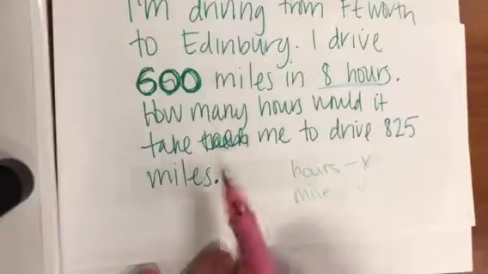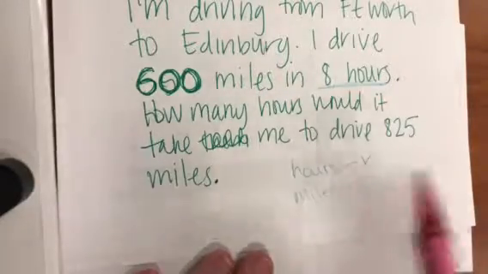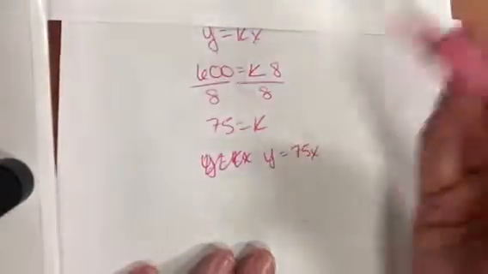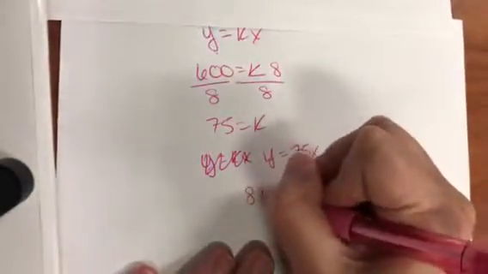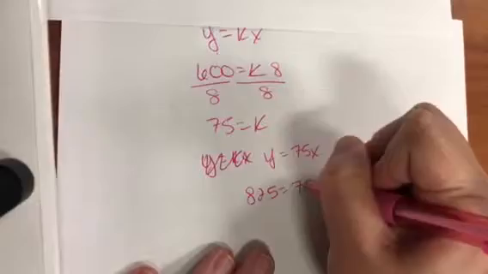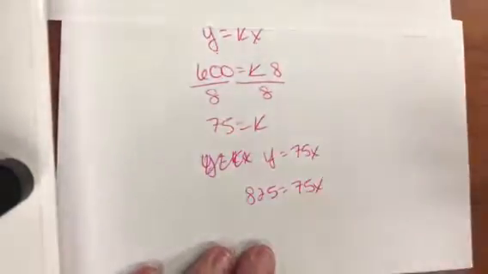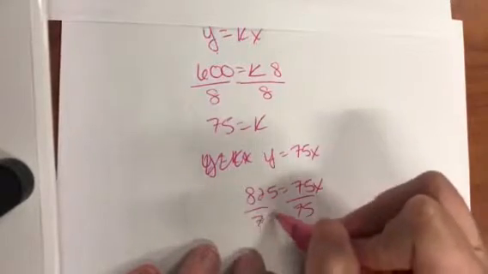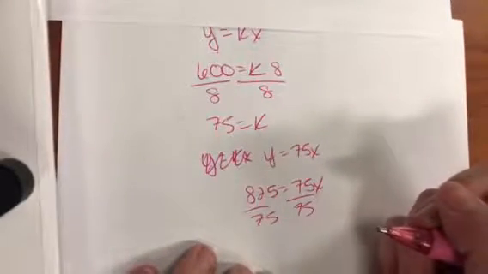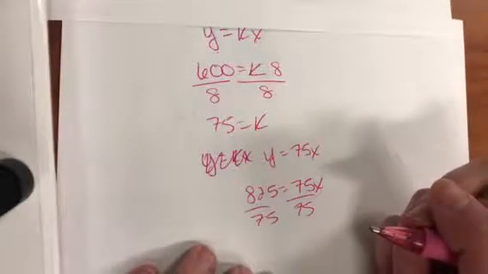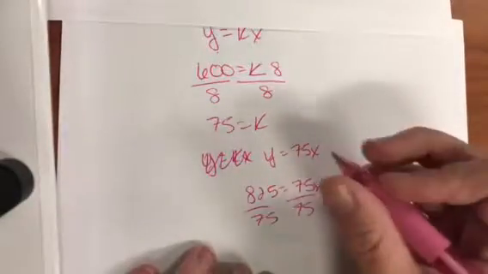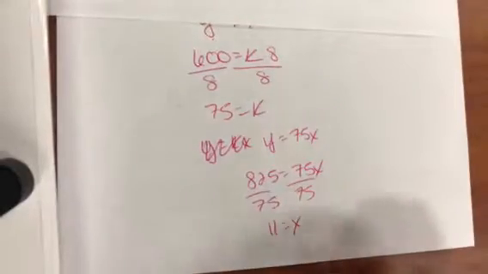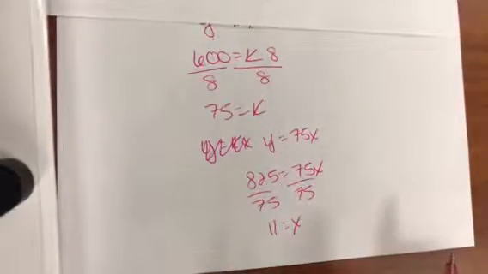So now I want to know how long will it take me to drive 825 miles? So miles goes into Y, 825 equals 75X. Do we have another one-step equation? Yes, divide by 75. And 825 divided by 75 is, if I'm not mistaken, 11. So 11 equals X. So it's going to take me 11 hours to drive 825 miles.